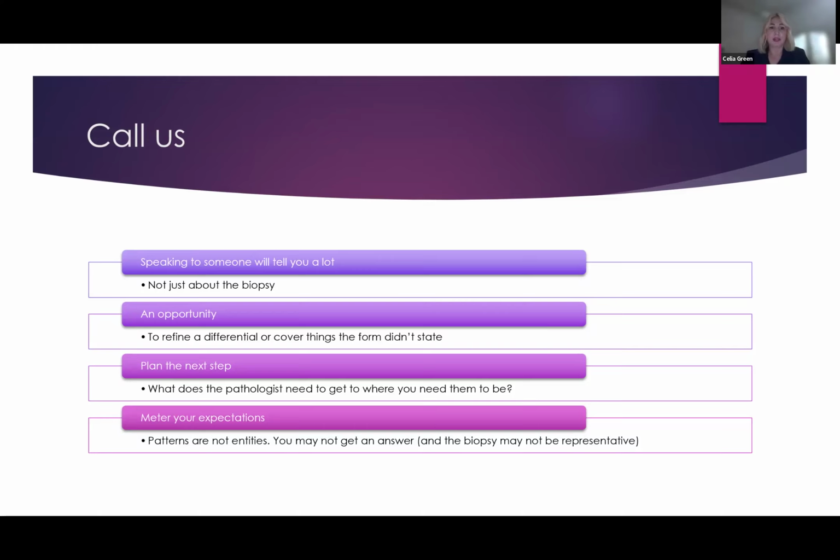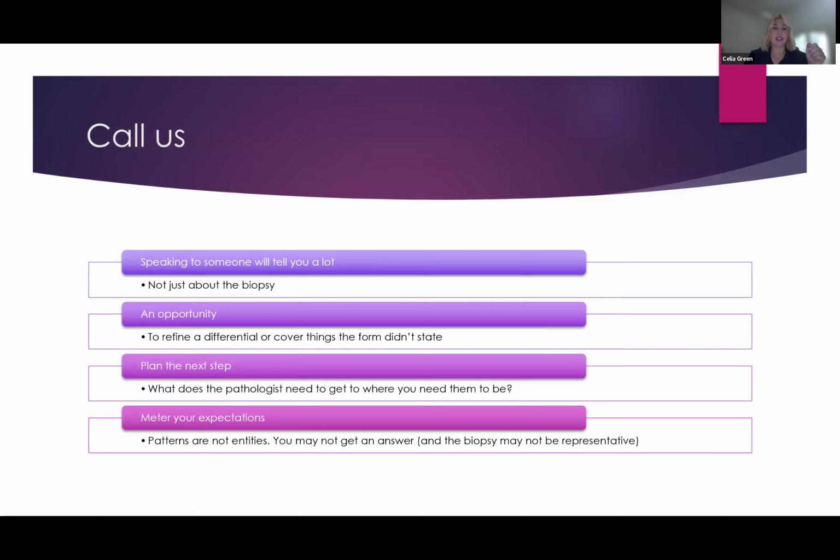Plan the next step. So if you've got your differential and then you've both discussed it and you still feel that it needs to be refined down, what does the pathologist need to get where you need them to be? If you've got a fluid and you've got a lymphocytic effusion and you don't have any abnormal mesothelial cells, but you're convinced this is mesothelioma, what does the next step have to be? Do we need to do a biopsy? Are we worried that this is going to be a sarcomatoid pattern? And then meet your expectations.